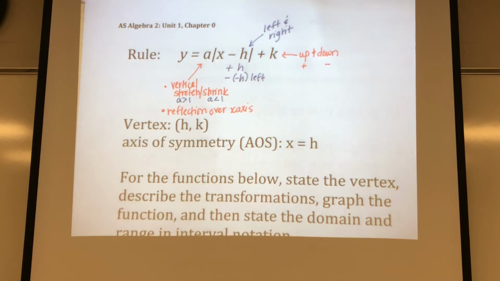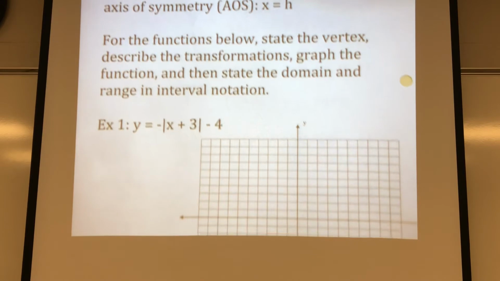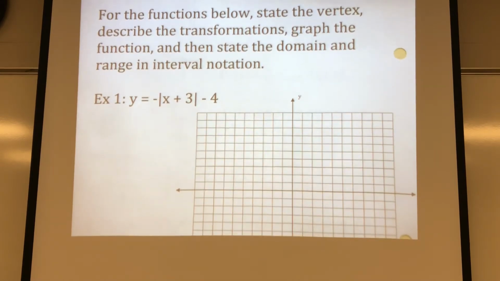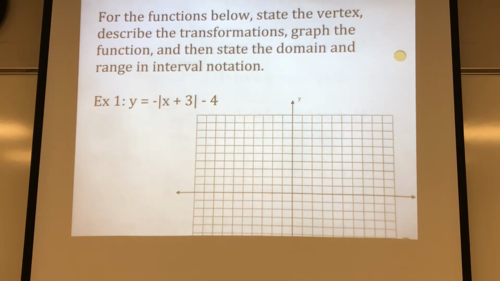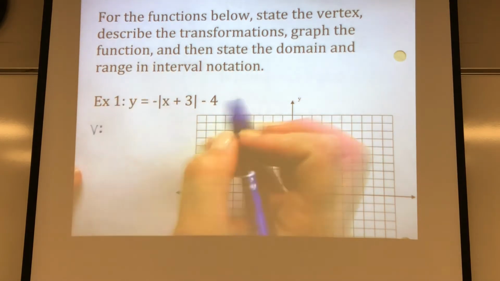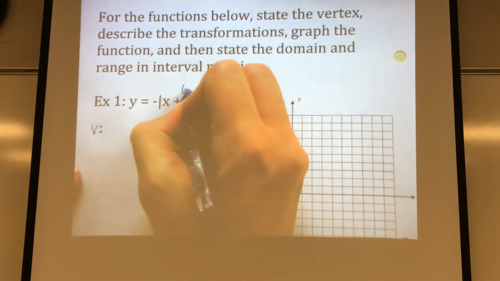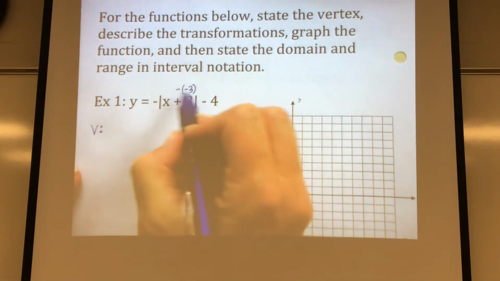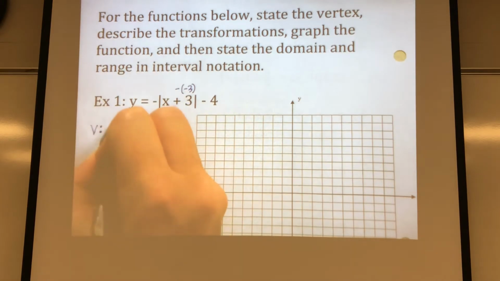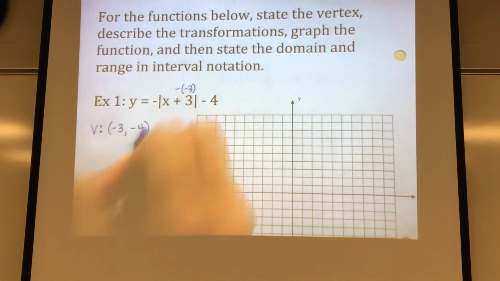So now that we know those rules, we can actually take a graph, or an equation I should say, and graph it without using our graphing calculator. So we're going to start by stating the vertex. Remember, the vertex is HK. So our H value, this looks like a positive 3, but really it's a secret negative 3, because remember, minus negative 3. So our H value is negative 3. Our K value is negative 4.